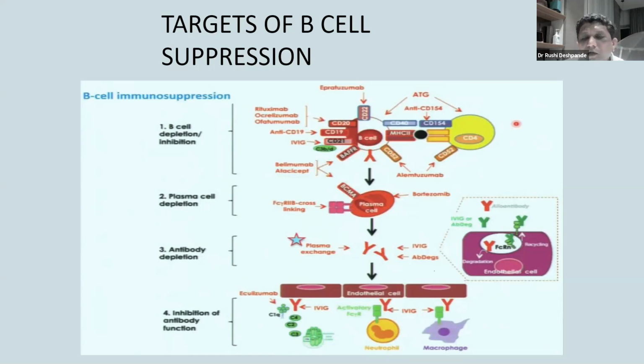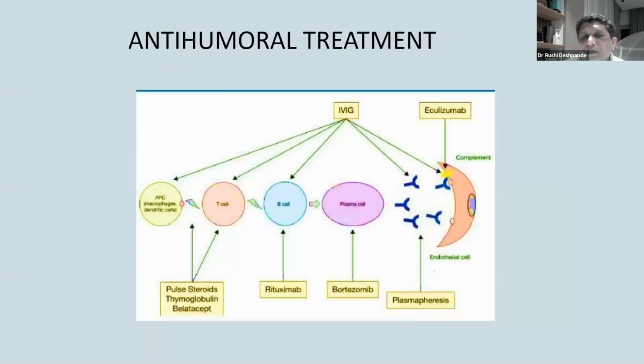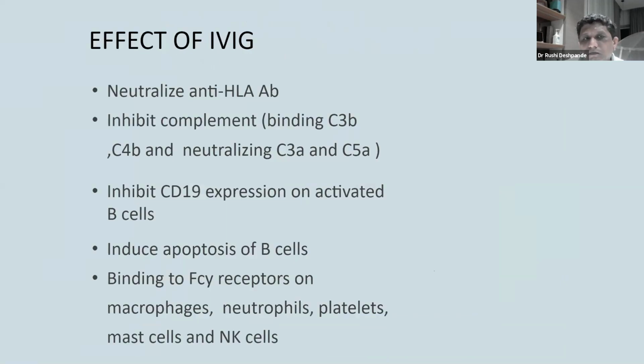Antibodies which are already in circulation can be removed by plasma exchange or IVIG. And if the antibody is still functioning, you can use something like eculizumab and just block the complement to prevent the damage to the endothelial cells. These are different ways of blocking the function. And IVIG, like I said, can work at all levels. It doesn't work so well on plasma cells, but different mechanisms can be used to block the humoral response.